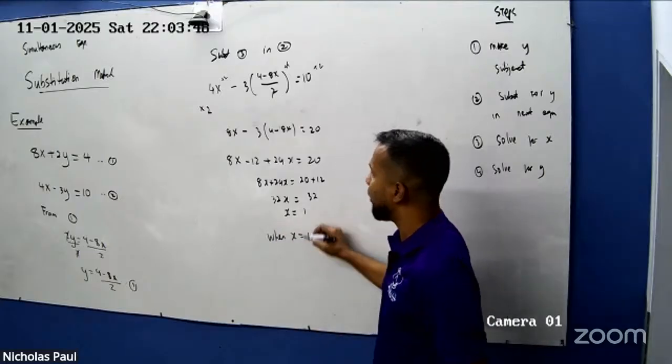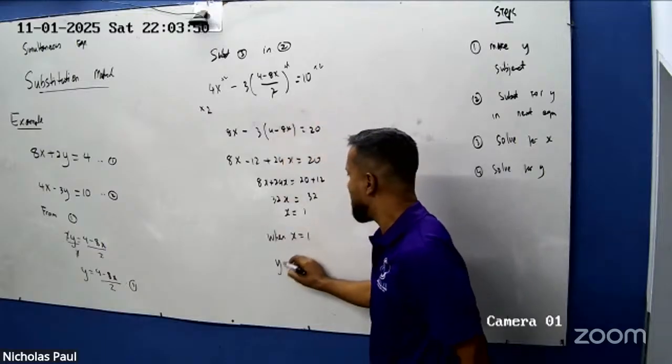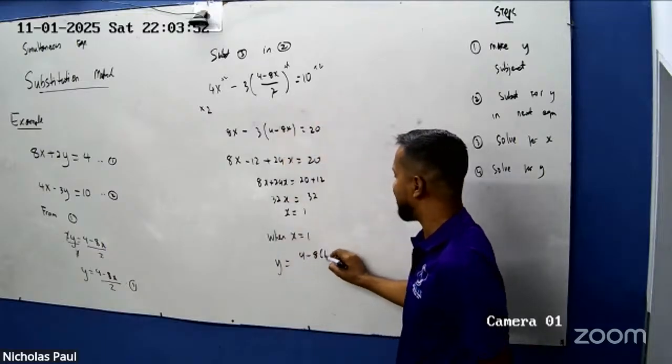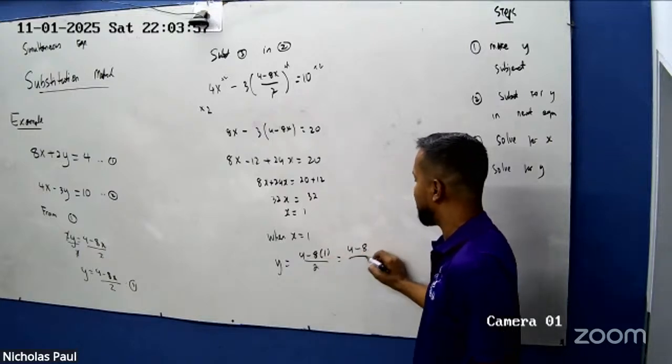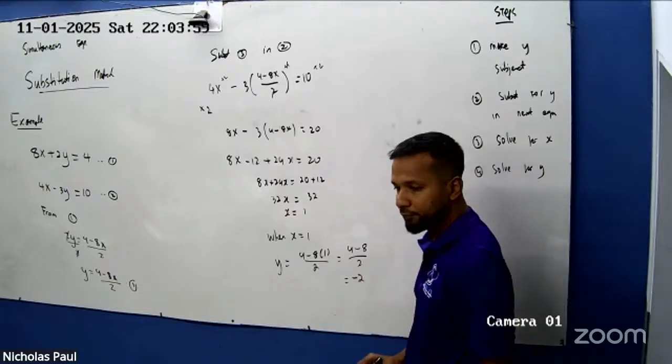And then when x is 1, we have to solve for y. Y is equal to 4 minus 8 by 1 over 2. So I got 4 minus 8 over 2. I got minus 1.